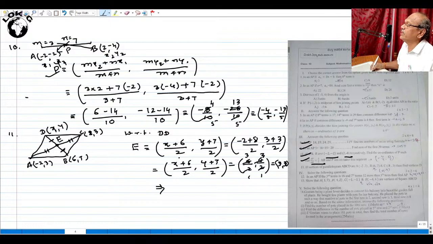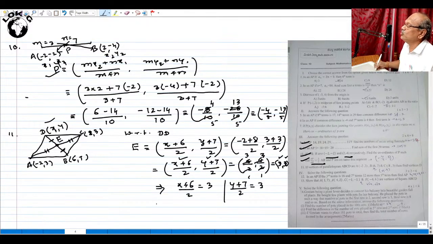Means this first element will be equal to the first element of the right hand side, and the second element will be equal to the second element. Equate them and solve for X. You will get the coordinates of D easily. That is, X plus 6 upon 2 will be equal to 3. On the other hand, for the Y coordinate, Y plus 7 upon 2 will be equal to 3.